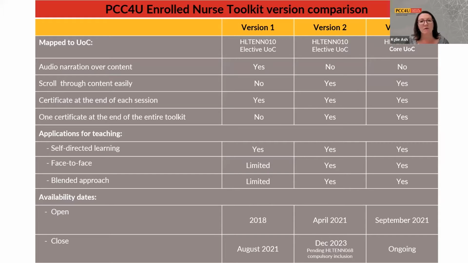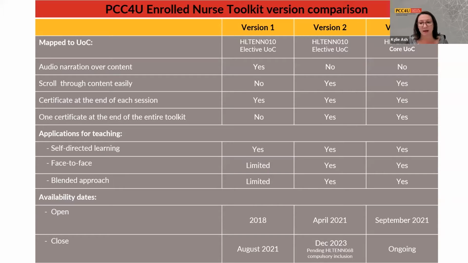Version 2 was similarly mapped to HLT ENN 010, and it's the program that most people are using today. It was based on the original version 1 content, but it was redeveloped into Articulate Rise, providing a much cleaner, more contemporary version of e-learning to support more flexible delivery. It is still currently available via our learning management system, and you can see there we're having that open until the teach out period, and that's looking like December 2023.